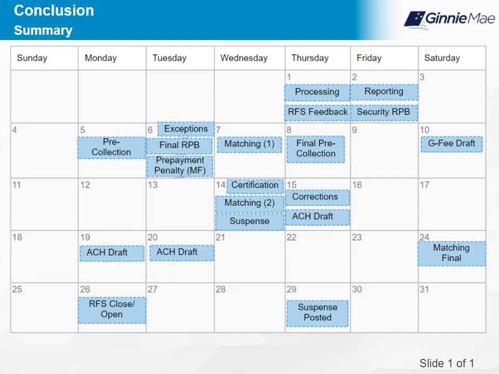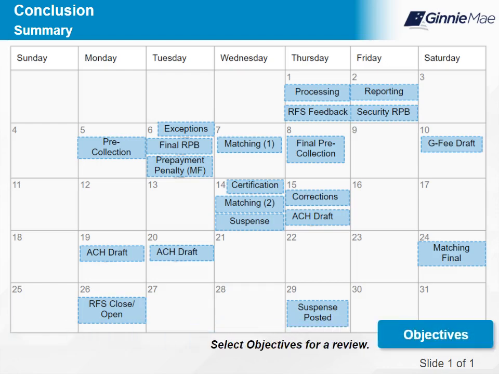You may download the complete job aid for the monthly investor reporting workflow from Resources in the upper right of your screen. Select Objectives for a review of what you should now be able to do. You may use the Exit button to leave this presentation at this time.